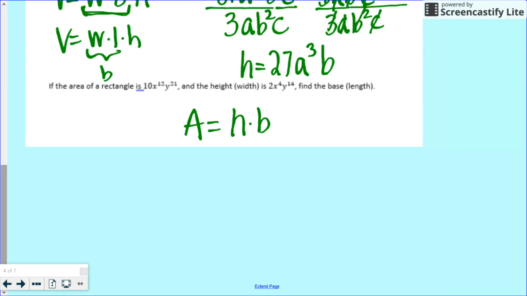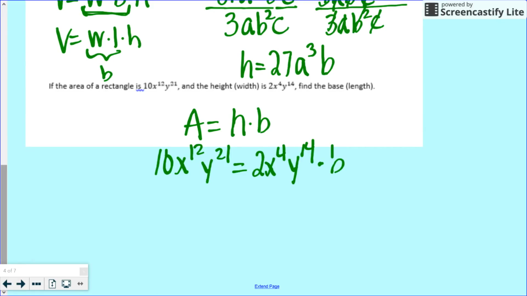We know the area of this guy is 10x to the 12th, y to the 21st. It says find the base. The height they gave is 2x to the 4th, y to the 14th, and then times the base. That's what we're trying to find, this base right here, which means we need to get anything that's not equal to the base, divide it off so that it'll go to the other side.